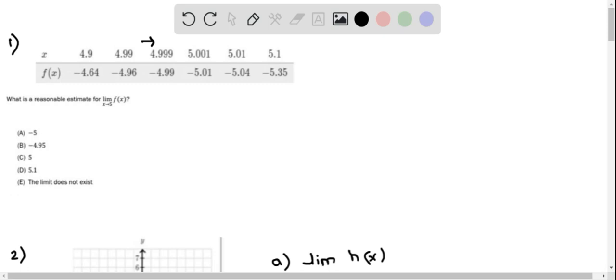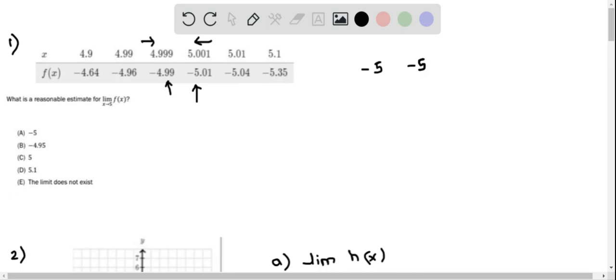that is, it is closer to 5. 4.999 is closer to 5, and f of x approaches negative 4.9. So it is approaching negative 5. And let's see when x approaches 5 from the right. So 5.001 is closer to 5 when x approaches 5 from the right. And so f of x approaches negative 5.01. So this is closer to negative 5.